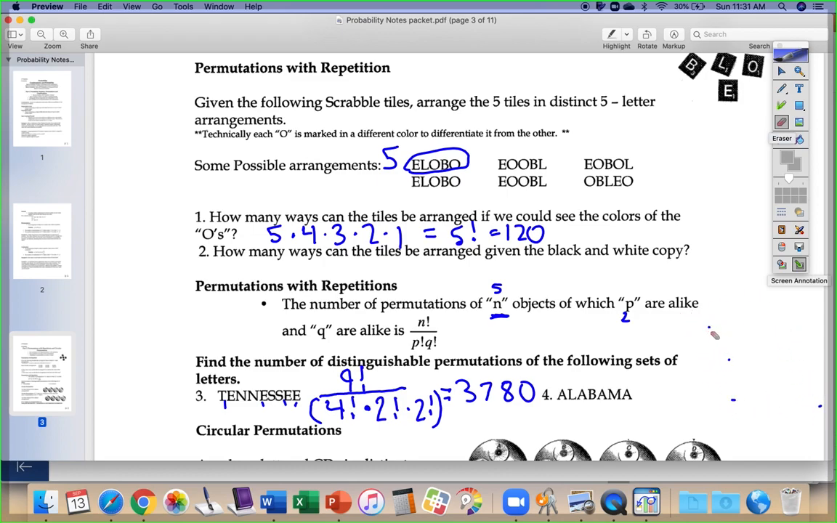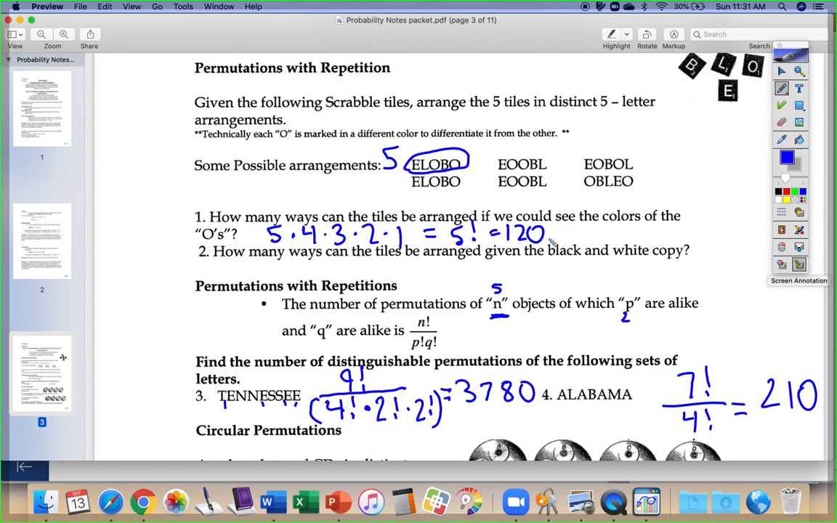Why don't you try and set up the Alabama before I do it? Pause the video. See if you'd get it right. How many unique things are there? 7 letters in Alabama. What repeats? Just 4 A's. So I just have to divide by 4 factorial. This one was different because Tennessee had 4 E's, 2 N's, 2 S's. This one doesn't have that. So this one's just 210.